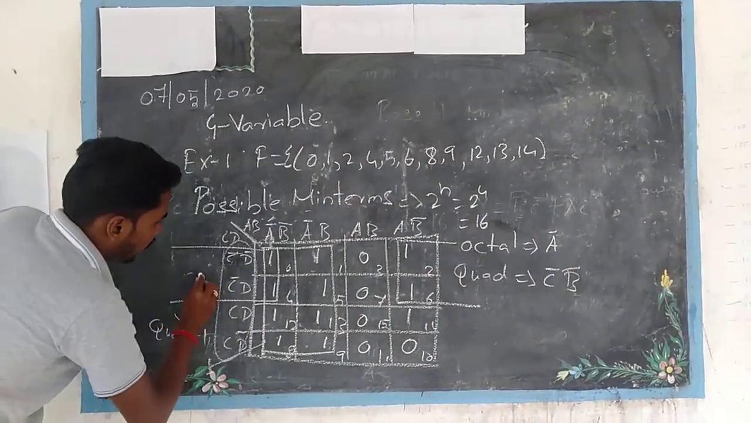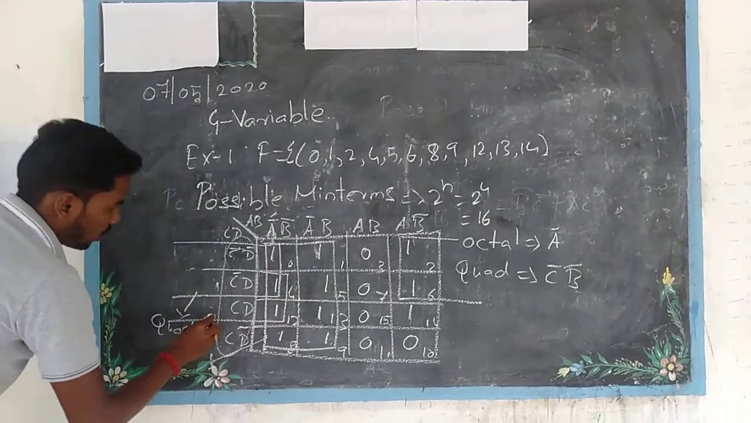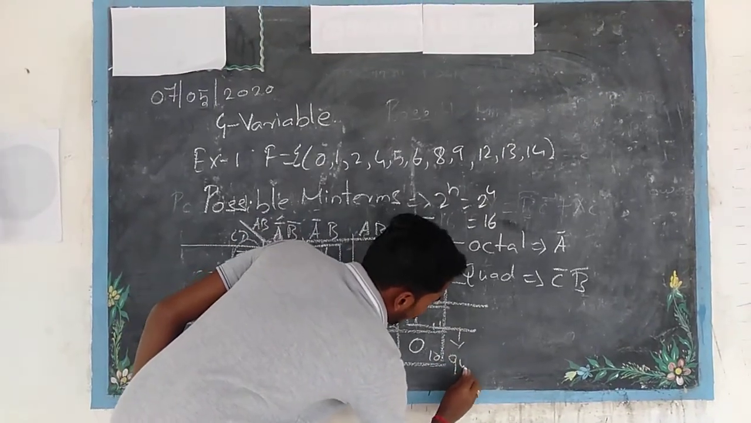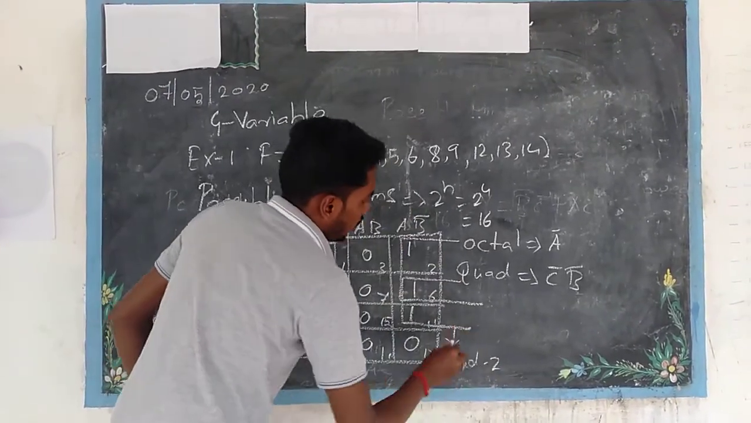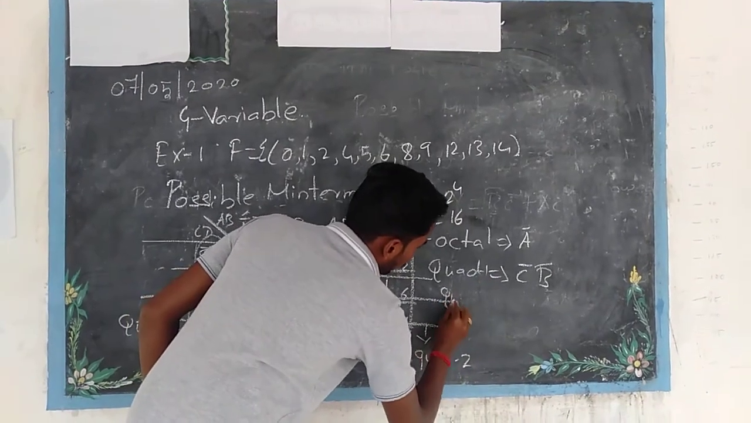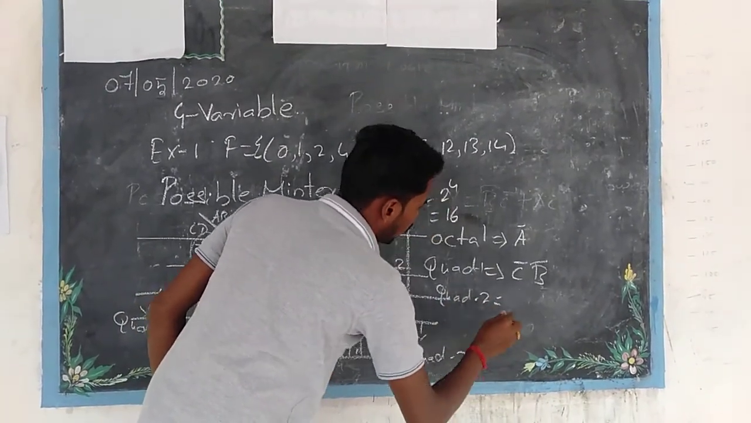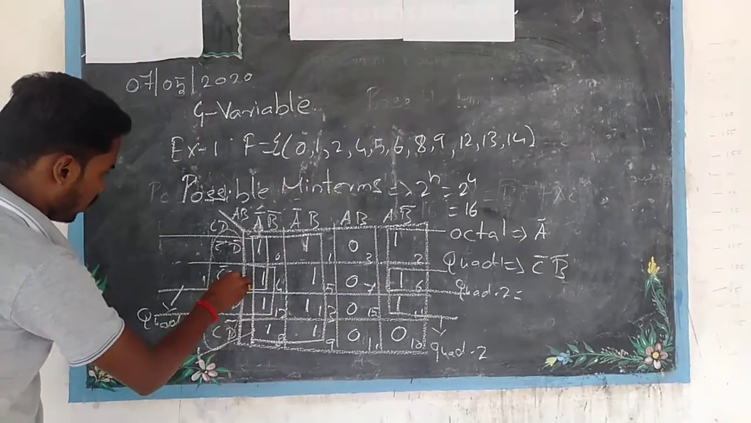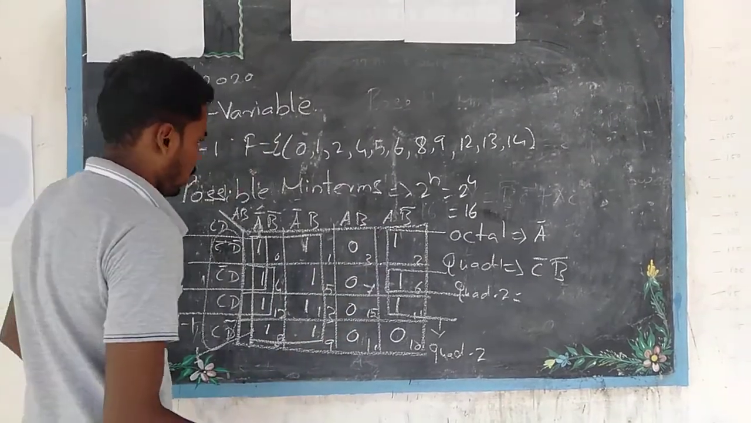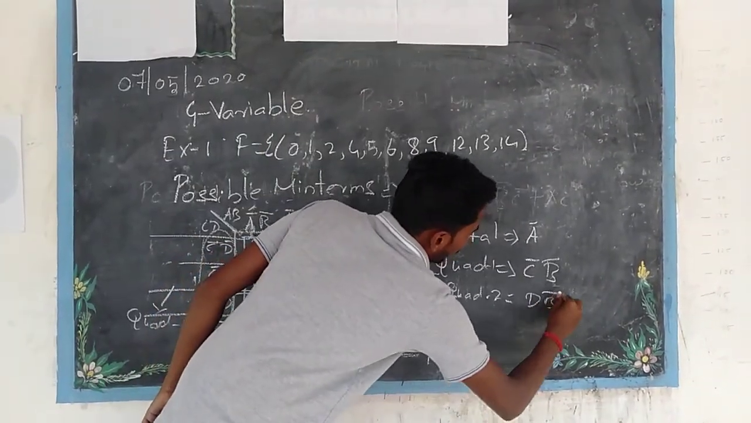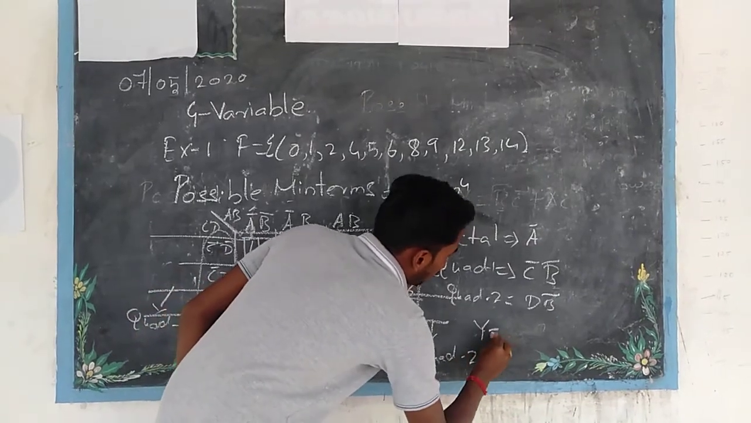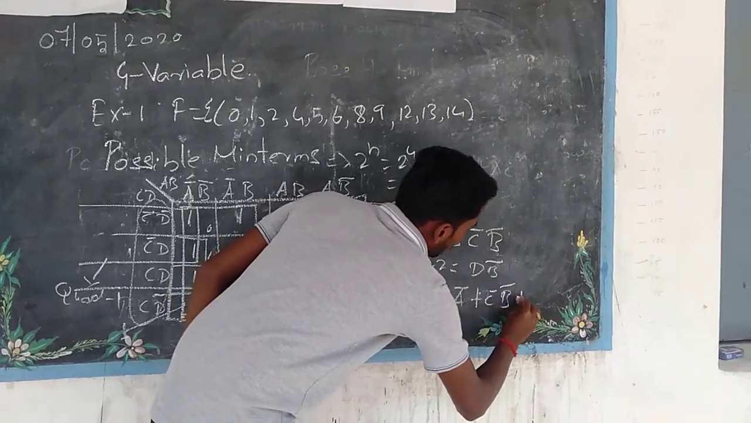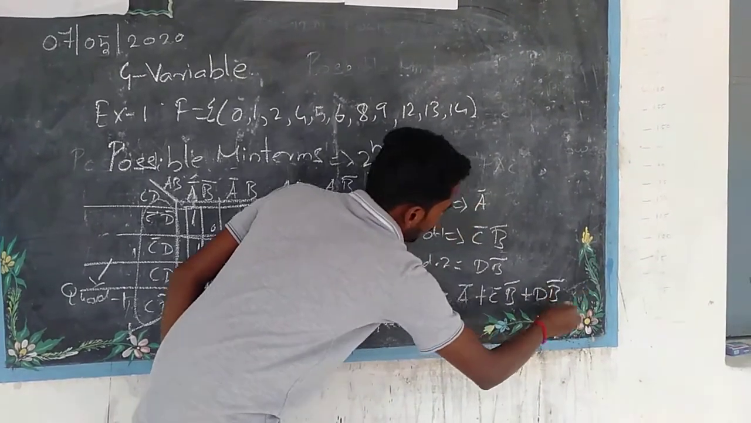The next quad will be present here, this is quad 2. In quad 2, the common terms are D, B bar. The final answer: Y is equal to A bar plus C bar, B bar plus D, B bar. It is the final answer.